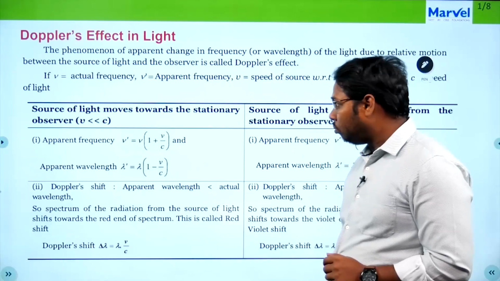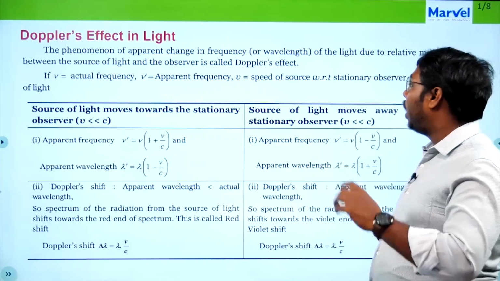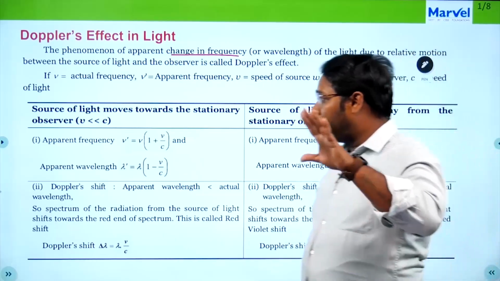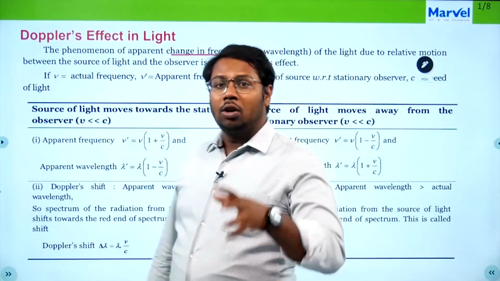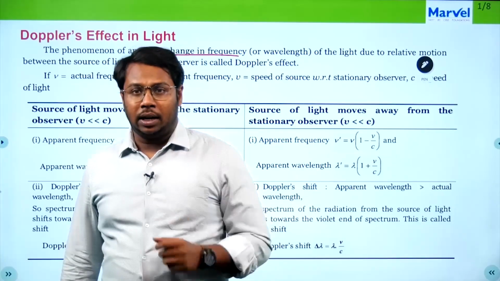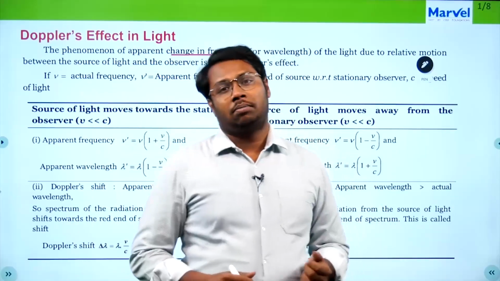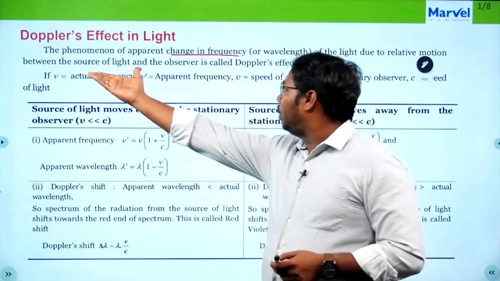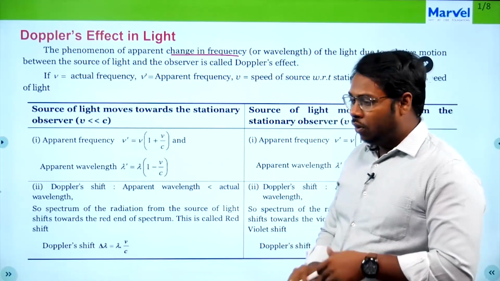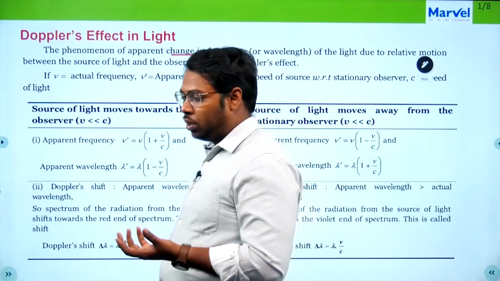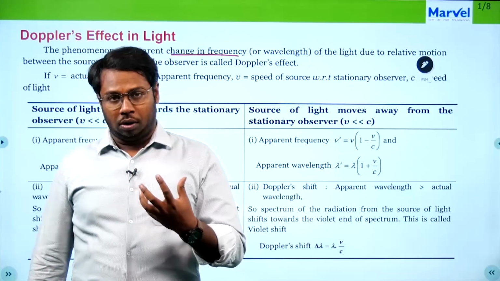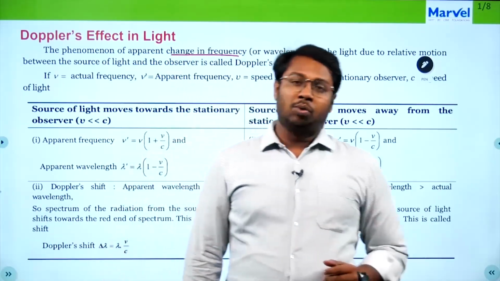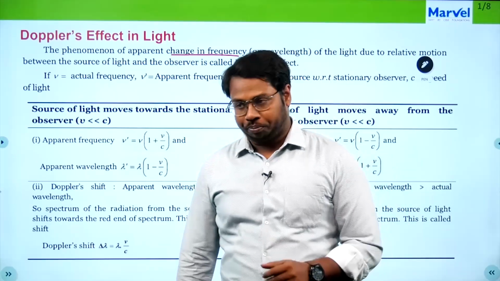The phenomenon of apparent change in the frequency of light due to the relative motion between the source of the light and the observer is called the Doppler effect. So due to the relative motion between the source of the light and the observer, we are going to see how the frequency of light changes for the observer who is observing the light. That is what we are concerned about.